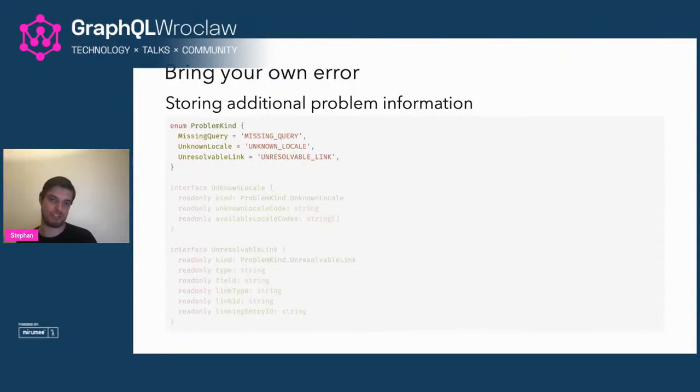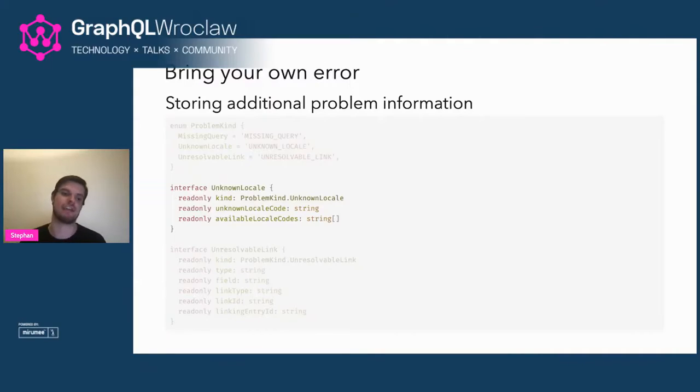That makes it pretty useful to use them in a so-called discriminated union, which basically means we have objects where this problem kind is on a specific property, and based on which problem kind value it has, it knows which type it is. For example, the missing query has nothing else to it, so we don't need to define any type for how it would look. But for the unknown locale, we have the available locale codes and the actual locale code that was not found, so that we can format the error message properly.